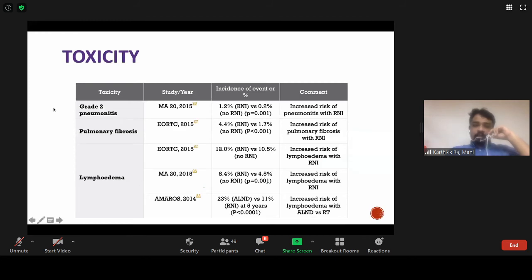And regarding the toxicity, with the different trials, when you try to do a regional nodal irradiation, especially all 3 levels of axilla, obviously there is an increase of pneumonitis. And when you talk about lymphedema, obviously there is an increased risk of lymphedema with regional nodal irradiation, especially if you take the entire 3 levels of axilla and the supraclav.